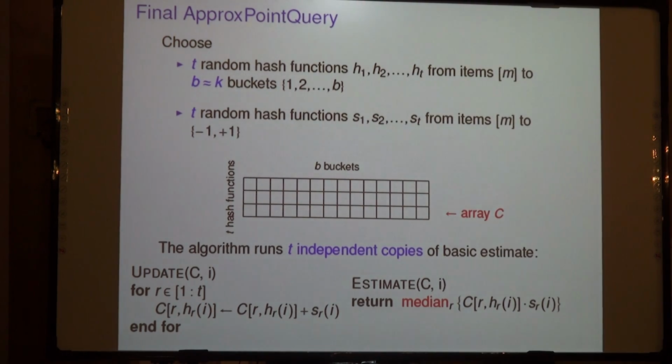So whenever an item i arrives, we just go over all the rows of our table C, so between 1 and t. We'll look at where the rth hash function maps our ith element, and we'll just add the rth sign of that element to that particular counter. So this just means that we're running the basic estimator on the subsample, rather hashed version of the stream. Now, our estimator before was just taking the counter, multiplying it by the sign of item i, and just returning that. Well, now it does this, except it does it t times and takes the median.